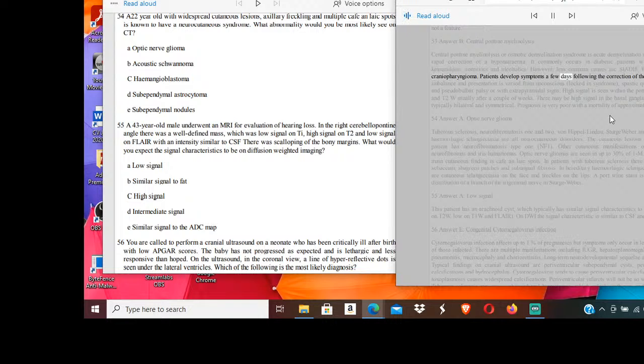Patients develop symptoms a few days following the correction of the electrolyte imbalance, and presentation varies from unconscious, locked-in syndrome, spastic quadriparesis, and pseudobulbar palsy, to extrapyramidal signs. High signal is seen within the pons on FLAIR and T2W, usually after a couple of weeks. There may be high signal in the basal ganglia, and this is typically bilateral and symmetrical. Prognosis is very poor with a mortality of approximately 90%.